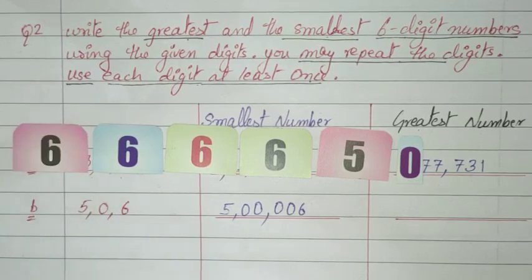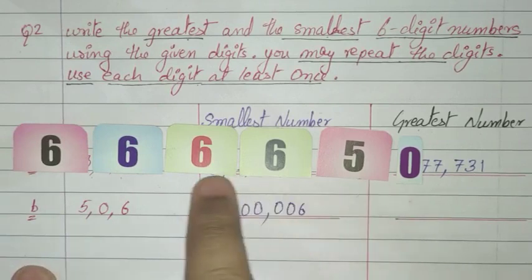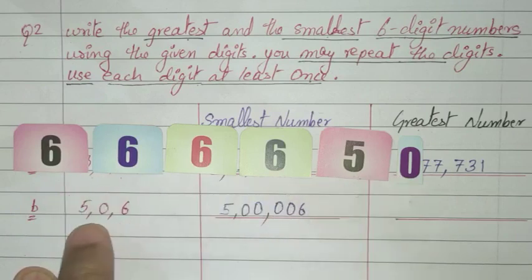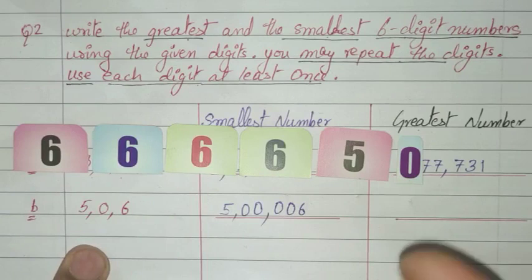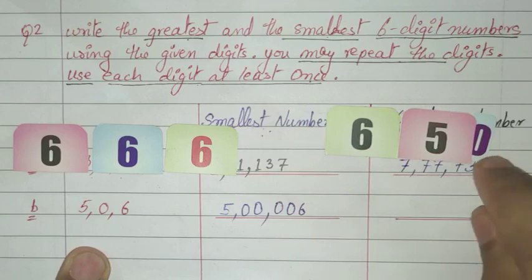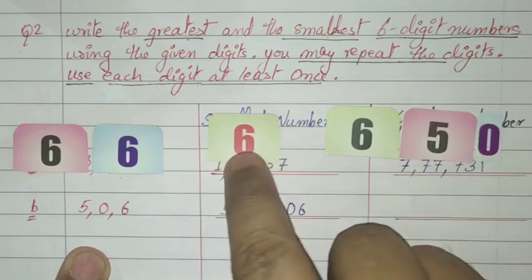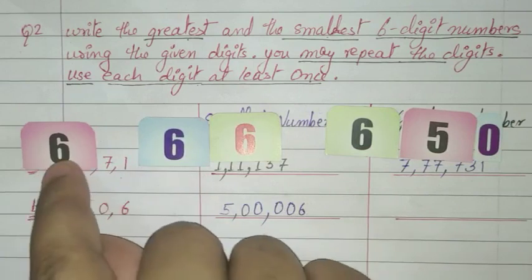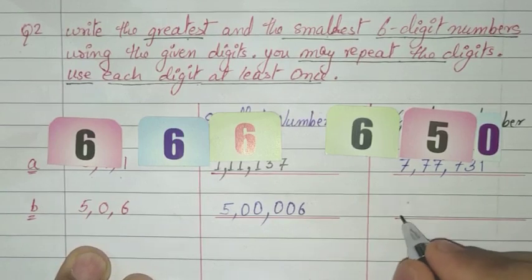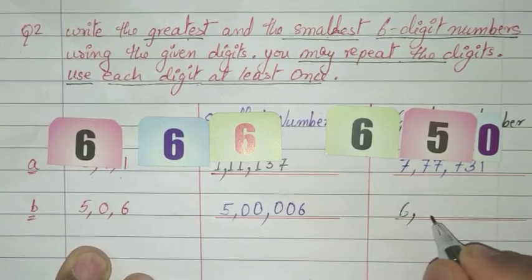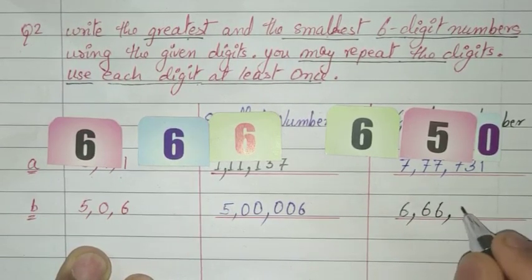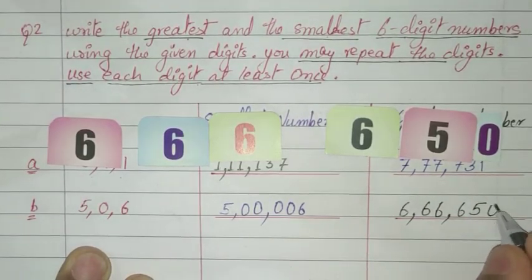Now the number is 6 digit. 1, 2, 3, 4, 5, 6. So you have to repeat the 6, the greatest digit in the given digits. So now you have to put the comma. 0, 5, 6. This is our ones period. Then we have thousands period, 1000, 10,000, and then we have lakh. Now write the number: 6, comma 6, 6, comma 6, 5, 0.